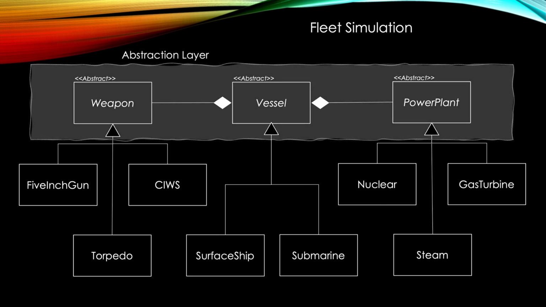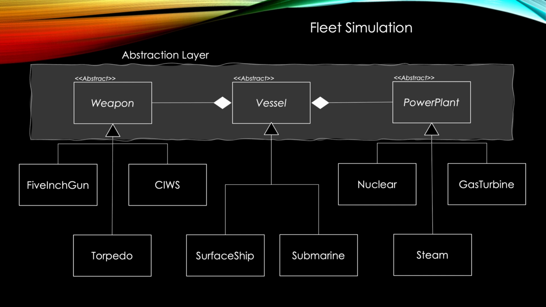Let's take a look. The 3 abstract base classes, weapon, vessel, and power plant, sit at the top of the inheritance hierarchy. Thus, any changes made to those abstract base classes will affect the interfaces to the derived classes that sit lower down in the inheritance hierarchy. This is the Dependency-Inversion Principle in action.